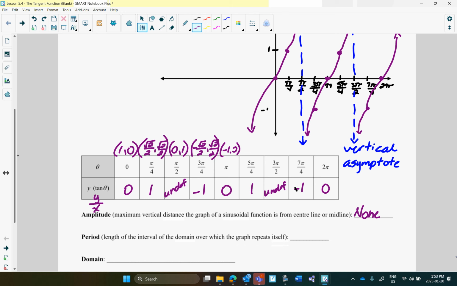How long horizontally does it take to complete a cycle? Well, we can see a complete cycle here. So it started at pi over 2, and then it went 1 pi over 4, 2 pi over 4, 3 pi over 4, 4 pi over 4, which is the same as pi, right? So a cycle, remember, a cycle, it starts its pattern again after pi. So the period, it's not 2 pi like sine and cos, it's pi.